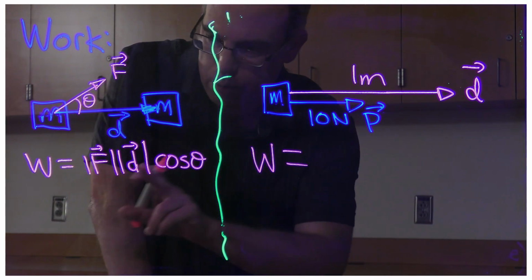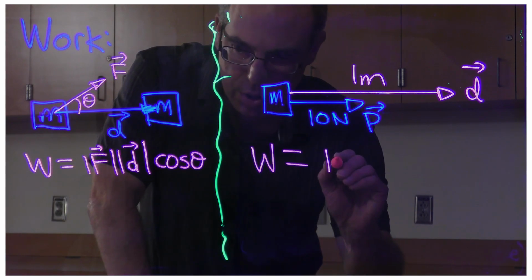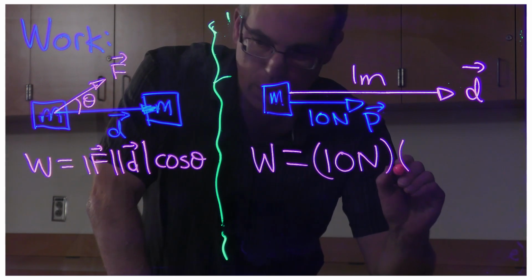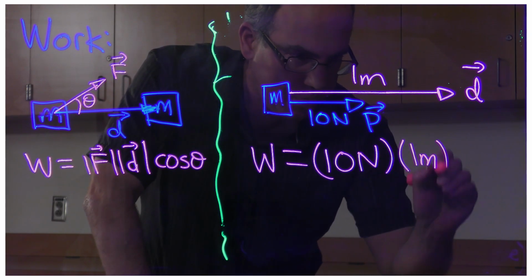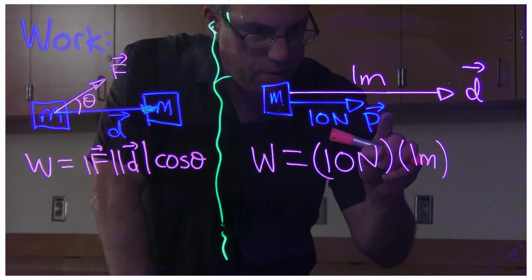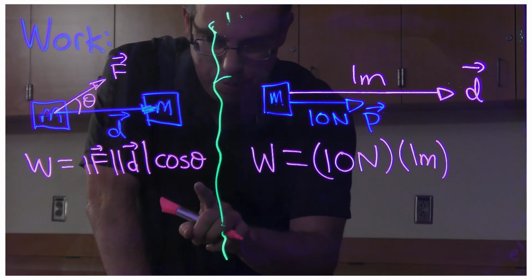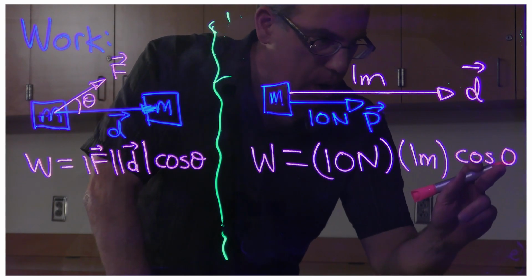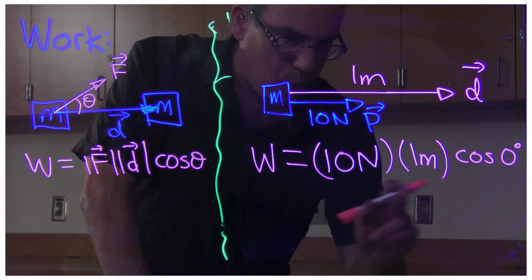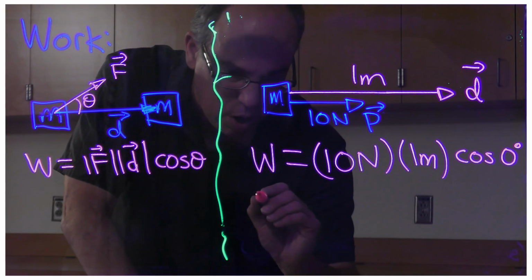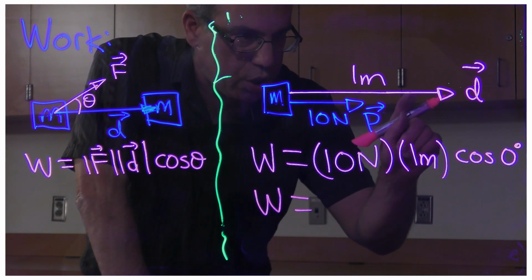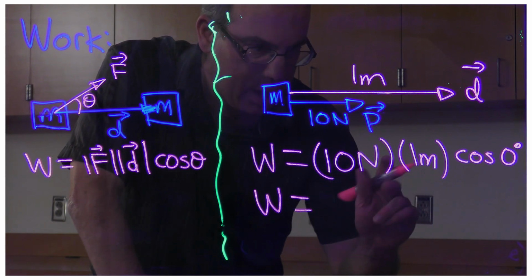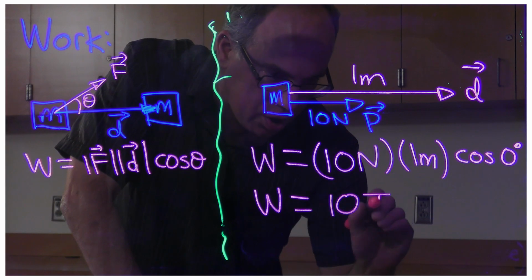So the work would be equal to, from this formula, magnitude of the force, 10 newtons, times the distance I pushed it through, 1 meter. And in this case, the force and the displacement are pointing in the same direction, so the theta here is 0. I have cosine of 0. Cosine of 0 is 1, so I just have 10 times 1 times 1. So the work I do, pushing the object through a 1 meter displacement as I apply a 10 Newton force, 10 times 1, that would be 10 joules.